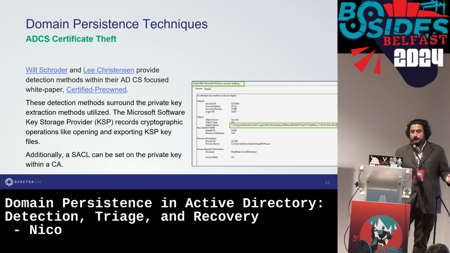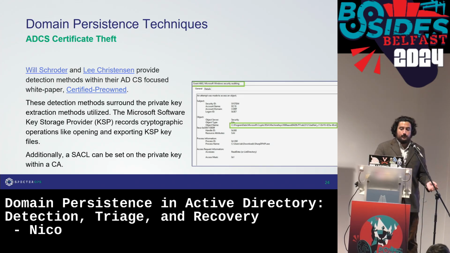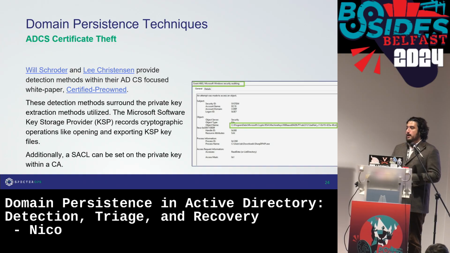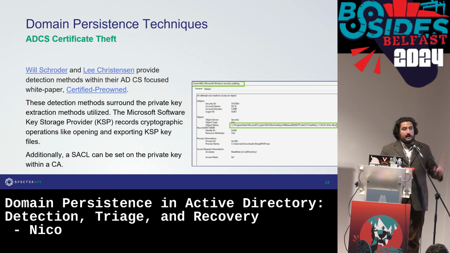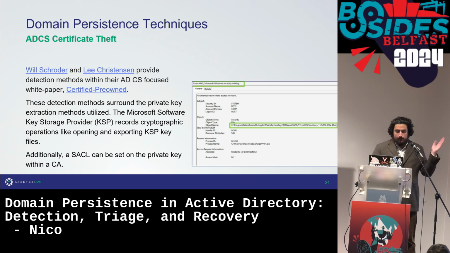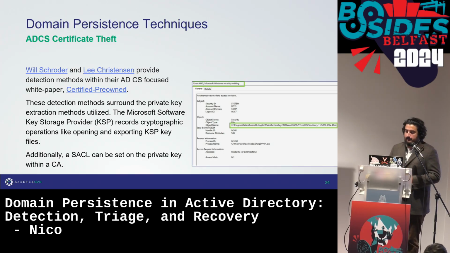When we're talking about ADCS certificate theft, some of my coworkers, Will Schroeder and Lee Christensen, you can go look at their white paper. Has anyone read Certified Pre-Owned yet or interacted with it? Best friend right there. It's a wonderful white paper to read. It goes through all of the escalations due to certificate theft and the detections associated with them. That'll be linked in the GitHub. And again, that's Certified Pre-Owned, Will Schroeder, Lee Christensen. Really, really useful and I think invaluable for SOCs and defenders trying to make sure they have detections for all the existing escalations that have been discovered.